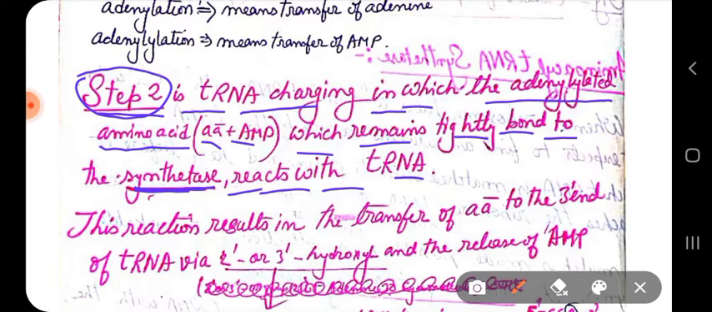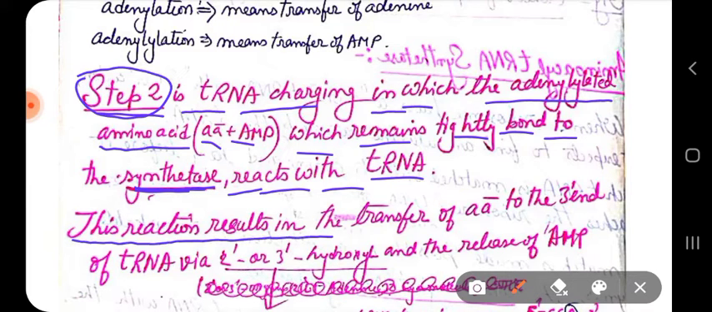In this step, the adenylated amino acid, which is your amino acid attached with the AMP, now remains tightly bound to the synthetase enzyme. It remains tightly bound to the synthetase enzyme. That's the amino acyl tRNA synthetase enzyme. It is bound and it reacts with the tRNA.